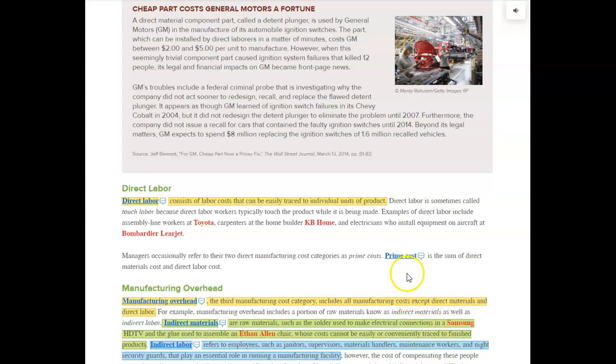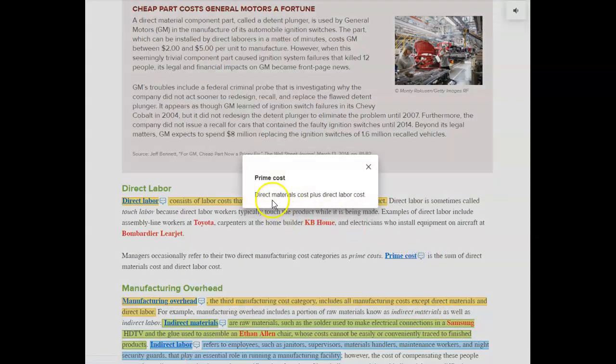And just another quick definition. We have a lot of new terms in this chapter, a lot of new terms. So prime cost here, those would be direct materials plus direct labor cost. That's just the definition of prime cost, direct materials and direct labor.